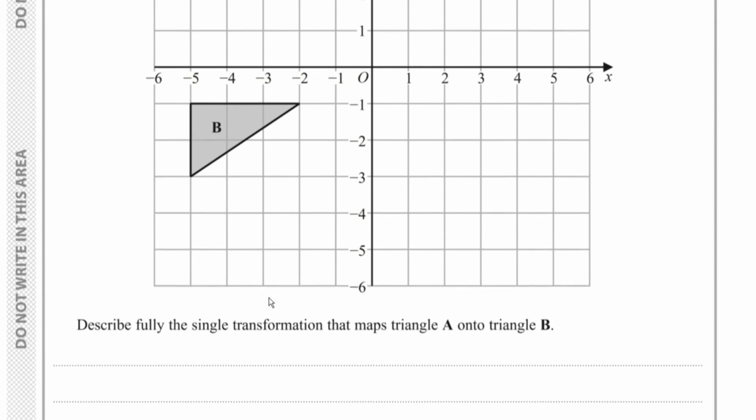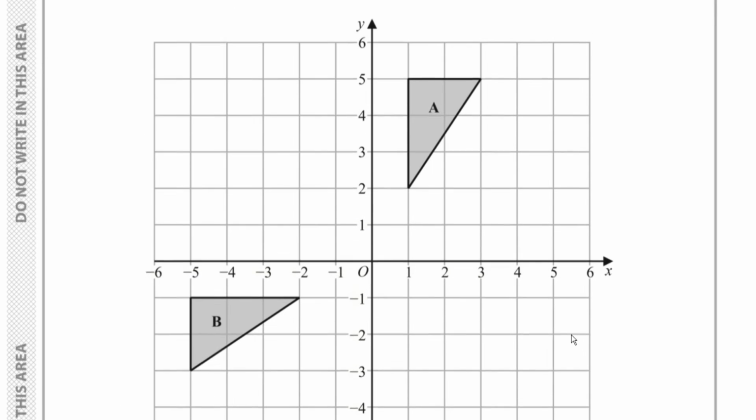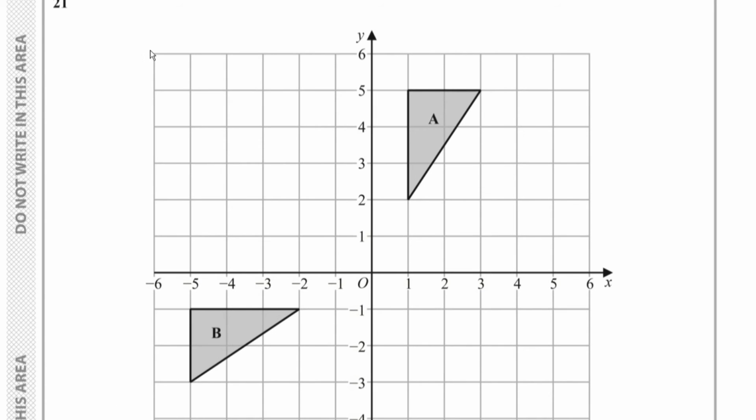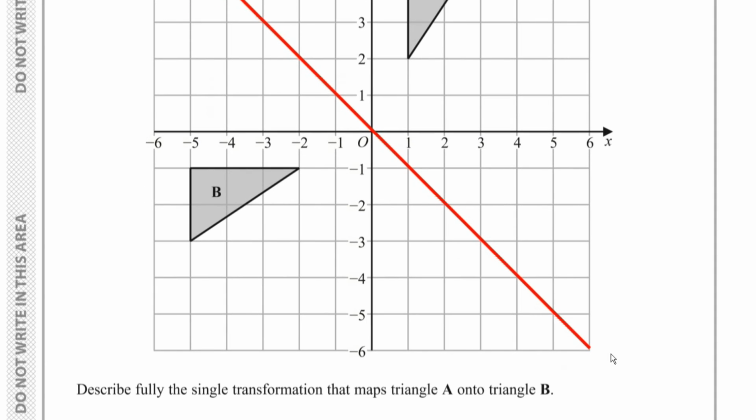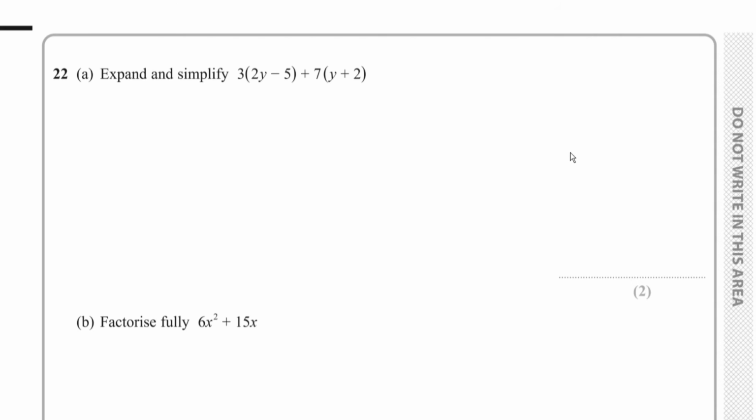Question number 21. Describe fully the single transformation that maps triangle A onto triangle B. Well, what we can see is we have a reflection in this line here, and this line has equation y equals -x. So we have a reflection in the line y equals -x.